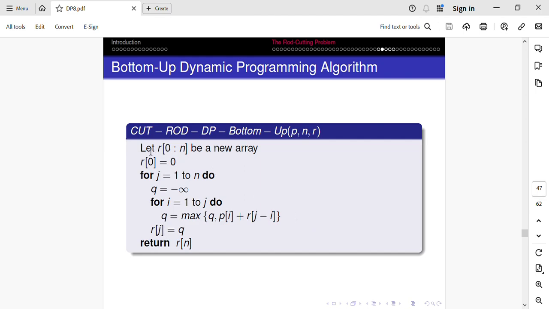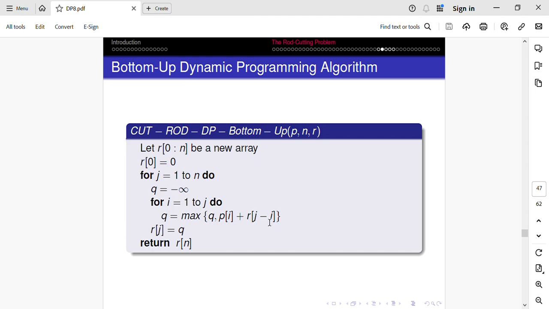So similar, the first part is similar. Then we go for a loop that runs from 1 to n for computing the value of Rj, that is the maximum possible revenue for a rod of length j, and for each of those we initialize the variable to be minus infinity, and then we go to the top-down approach. Here there was r j minus i.